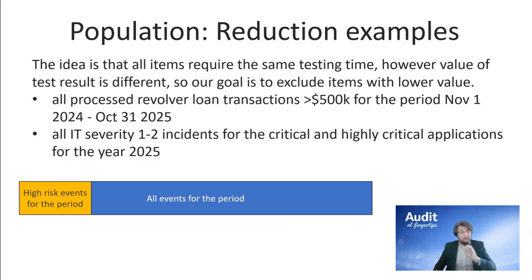Now, security: all IT incidents of severity 1 and 2 for critical and high critical applications, year 2025. So it may significantly reduce our population, probably from, I don't know, 5,000 transactions maybe to 500, or 1,000. It's maybe up to 80%. But at the same time, that's very strange, but at the same time, by reducing the amount of work, we significantly increase the effectiveness of our work because we do not focus on low risk items.